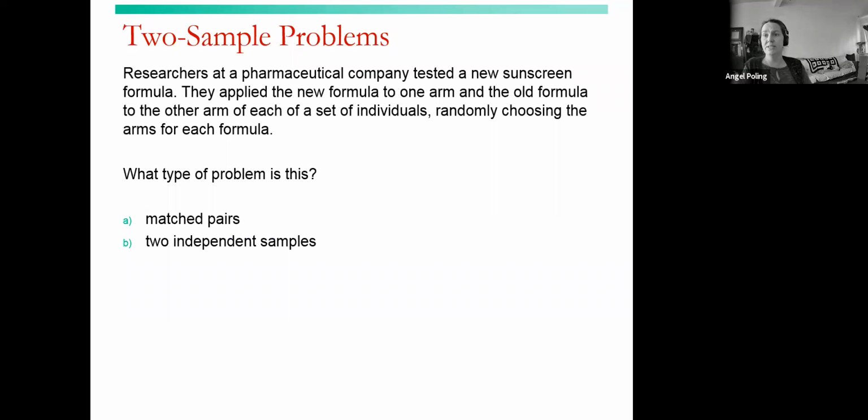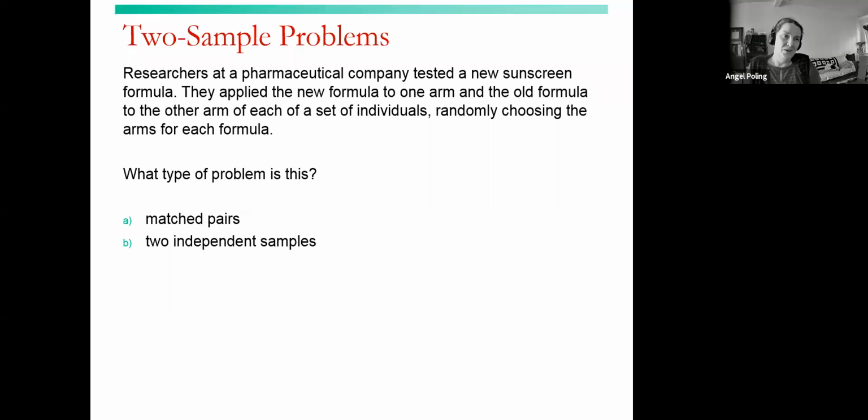Researchers at a pharmaceutical company tested a new sunscreen formula. They applied the formula to one arm and the old formula to the other arm. So the new one goes on one arm, the old one goes on the other arm. You again are the individual in both samples. You're an individual in the sample for the new formula, and you're an individual in the sample for the old formula. And the arms are randomly chosen for each formula.